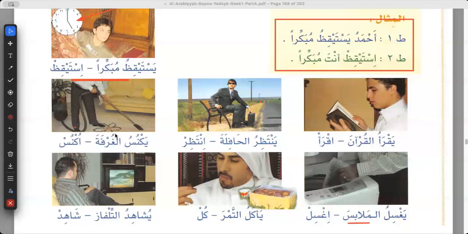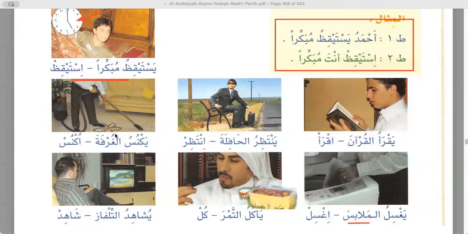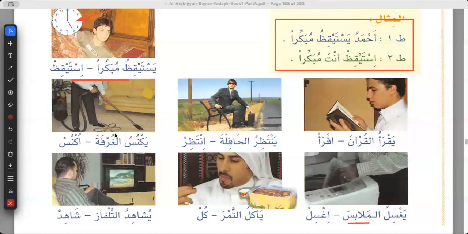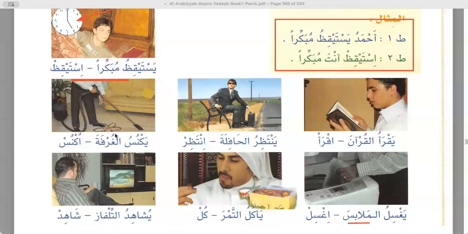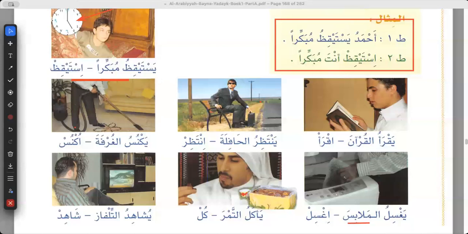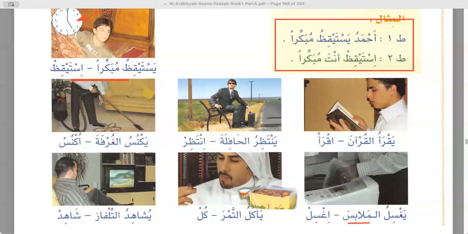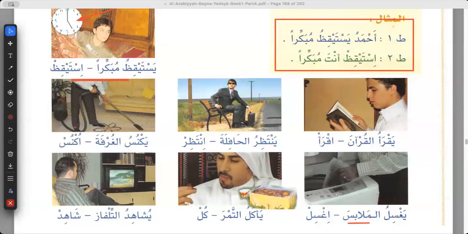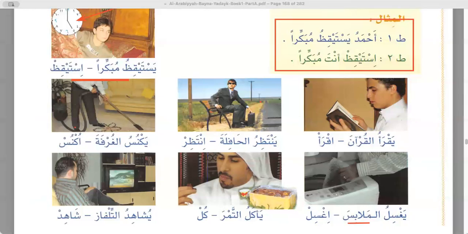Go on. Ahmad yaqra al-Quran. I don't understand. Ahmad yaqra al-Quran. So now you use the command form now. Iqra. Iqra al-Quran anta. There's nothing like Mubakkir on here. Iqra al-Quran anta, or iqra anta al-Quran.